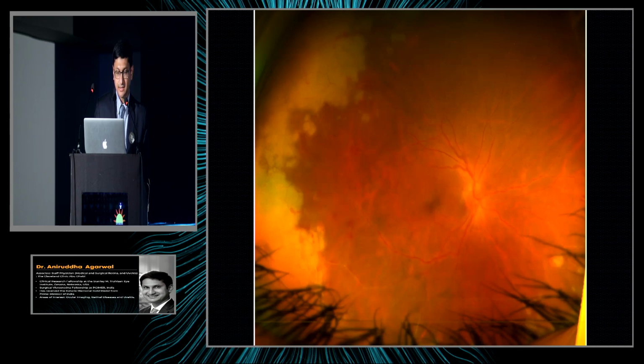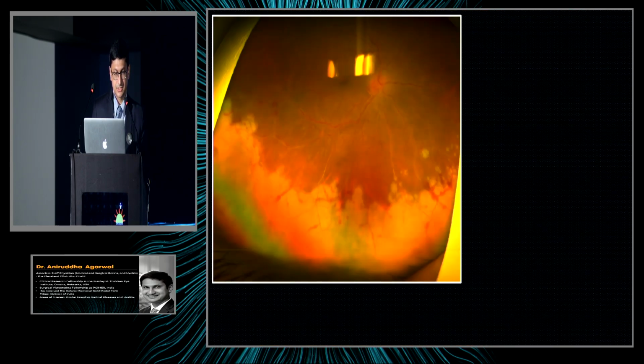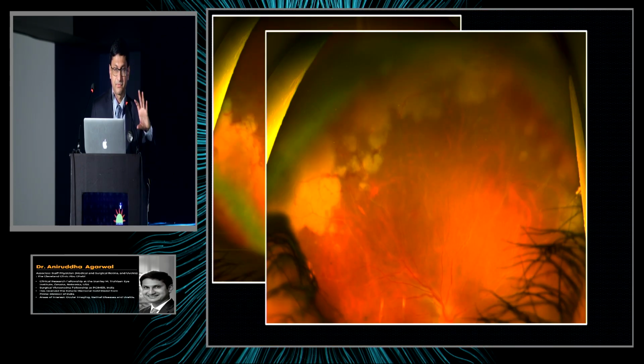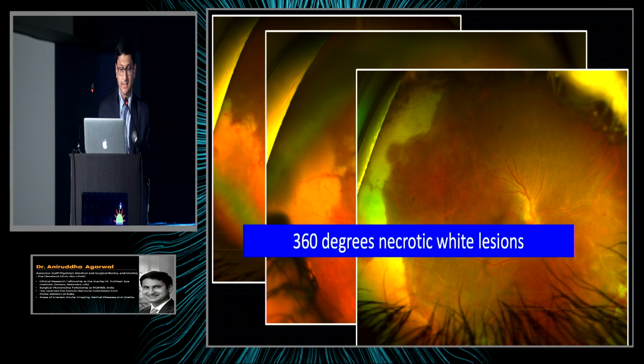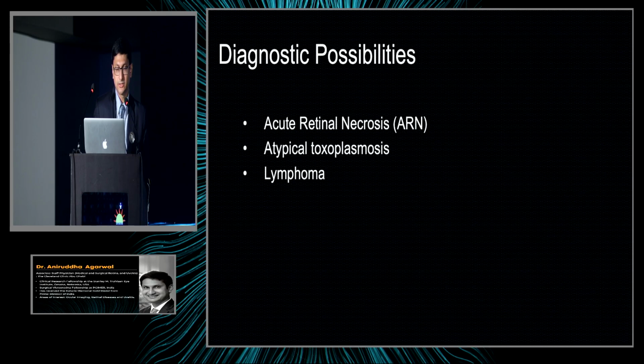And you can see wide field imaging captures beautifully the area of necrosis. You could use these serial images to look at a 360-degree involvement of the retina. So with this patient with 360-degree necrotic white lesions, unless otherwise proven, this is an acute retinal necrosis. Very rarely you could have an atypical toxoplasma and lymphoma, but do keep them in mind. You shouldn't rule them out just based on your impression.